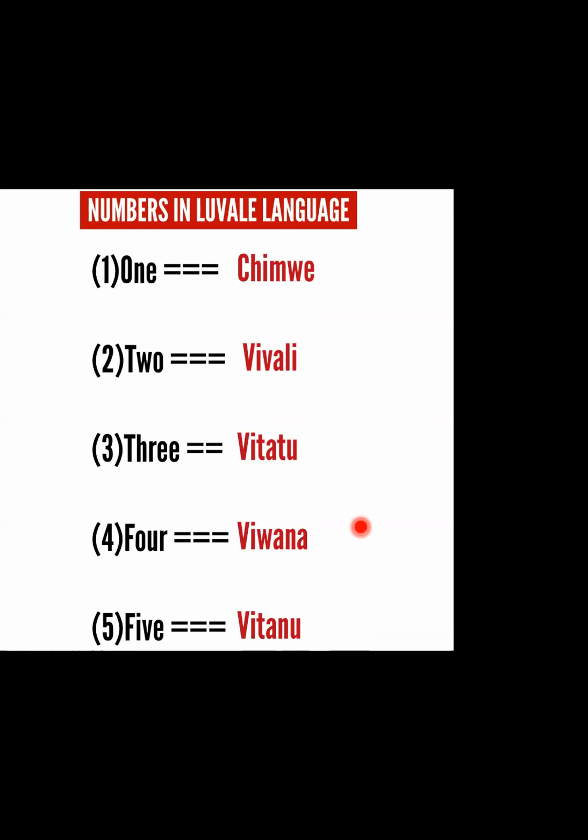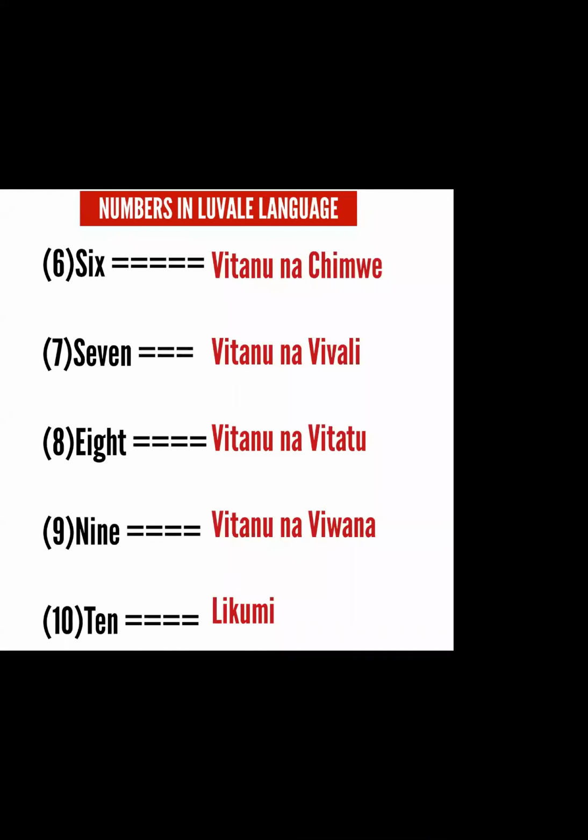All right, so we'll now go to the other part, from 6 to 10. Let's first recap 1 to 5: chimwe, vivali, vitatu, viwana, vitanu. That's up to 5. Then we come to 6 to 10. What do we have? 6, vitanu nachimwe.